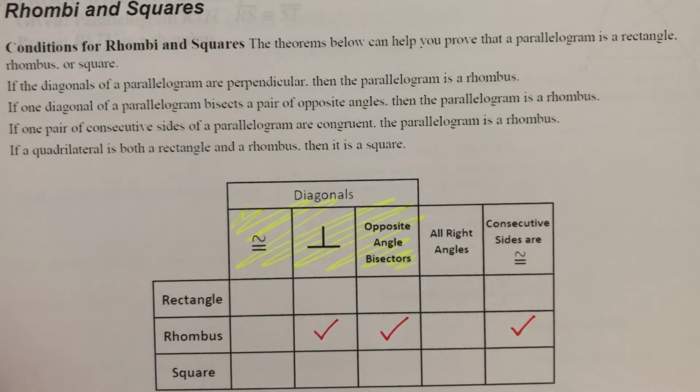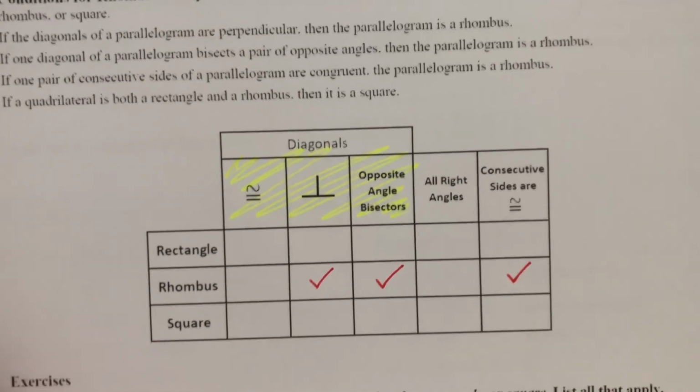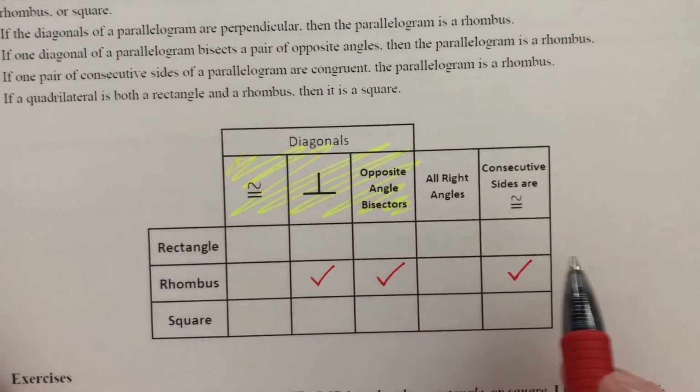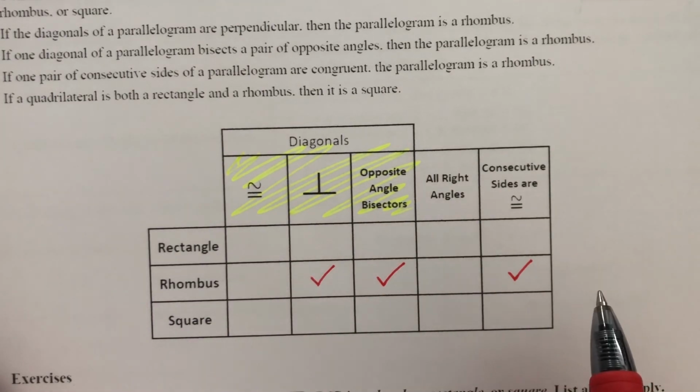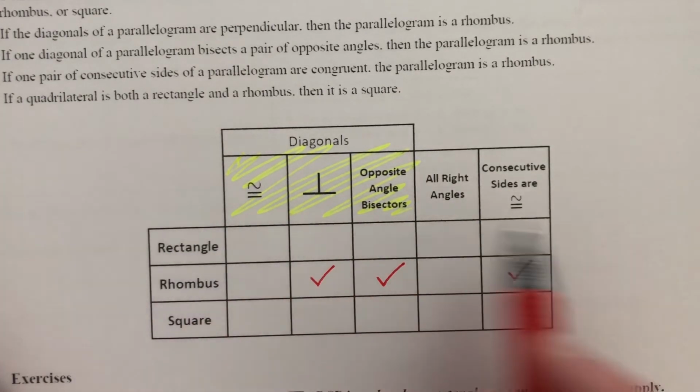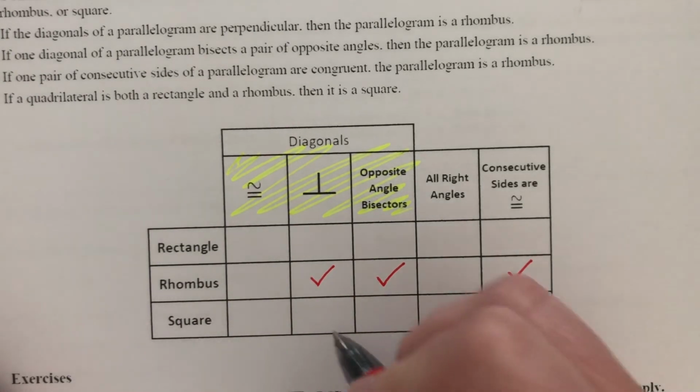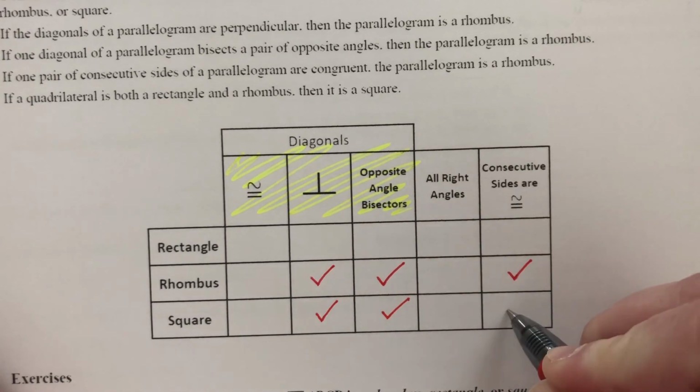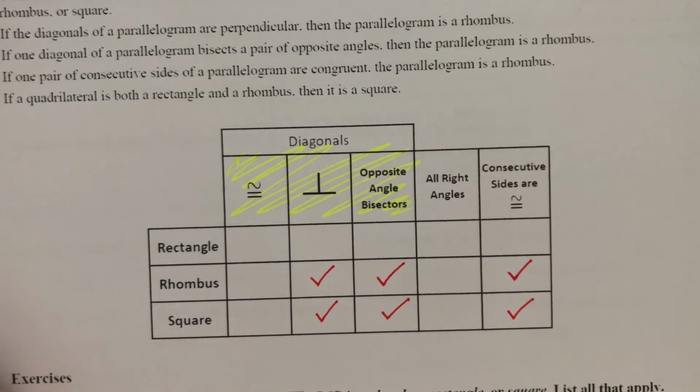And then finally, if a quadrilateral is both a rectangle and a rhombus, then it is a square. So it has to qualify for all these rhombi characteristics and everything that's a rectangle characteristic. If it qualifies for both, then it is a square. So we know that these are true for a parallelogram to be a square.